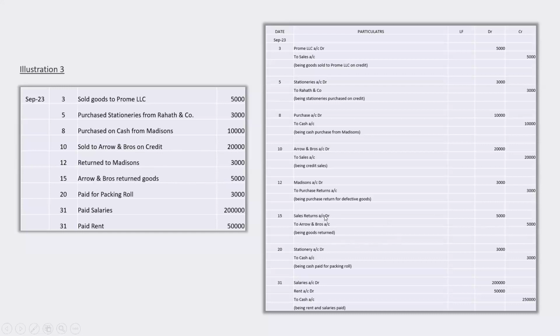So why is it sales returns account debtor? Because sales returns is the aspect where the goods have been received. So debit the receiver, credit the giver. So who is the creditor here? Arrow and Brothers, since they are giving back the product, and sales returns account debtor.